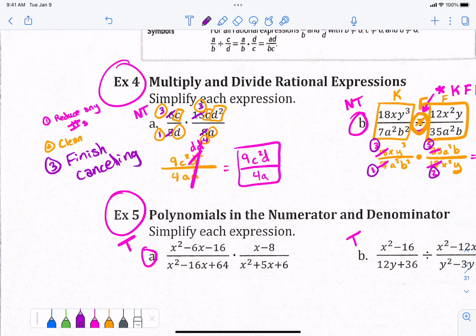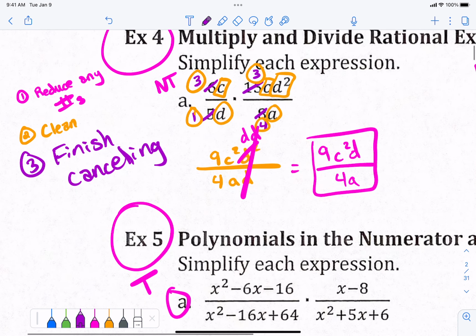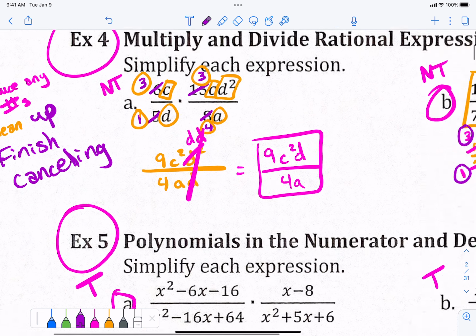Cancel. I don't know. Does canceling have two L's? I don't know. After you clean it up, finish canceling your variables. Okay, finish canceling if you need a step 3.